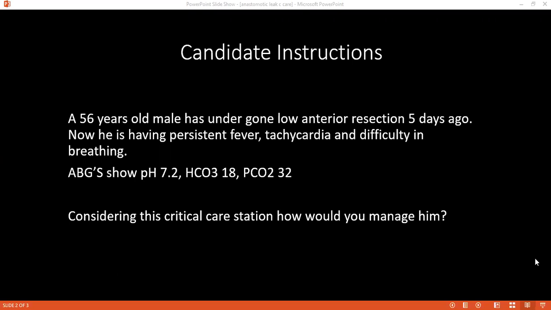Okay, and one more thing, since this is an immediate post-op patient, there are many lines which are inserted, so they should be checked. Precaution.